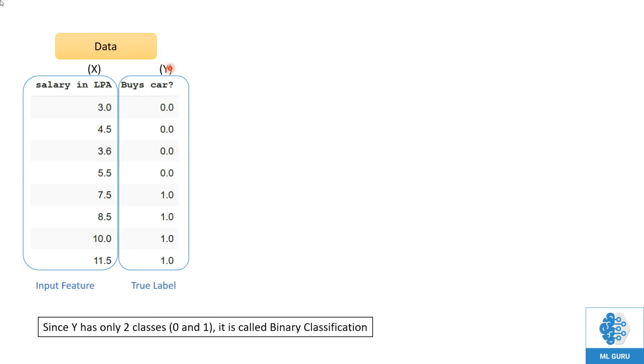Now in this, as you can see, the Y column contains only two discrete classes, which are 0 and 1, and hence it is called a binary classification problem. This 0 here denotes that the person with a salary of 3 LPA did not purchase the car, and the true label of 1 indicates that the person with this much salary has purchased the car.